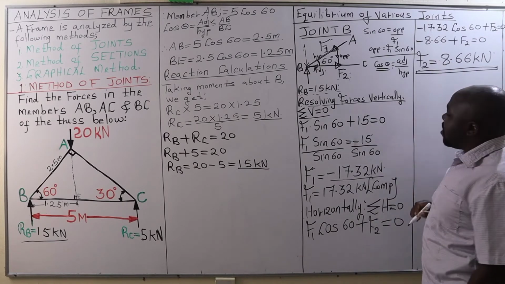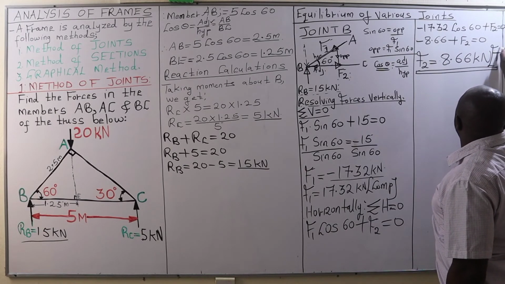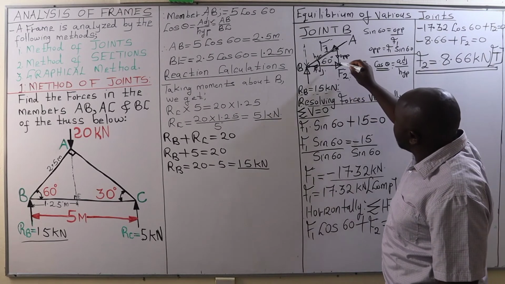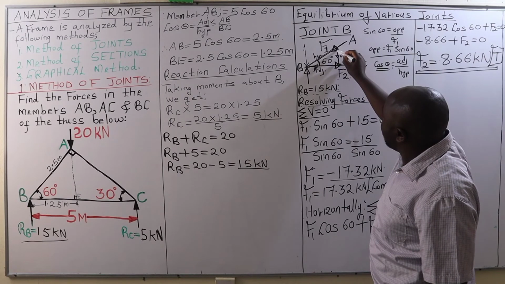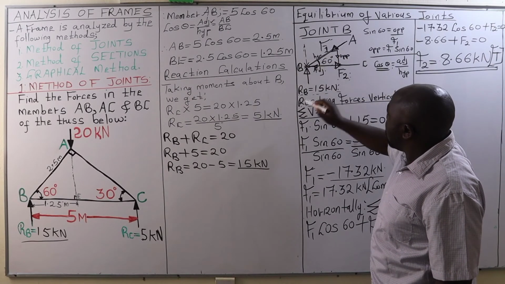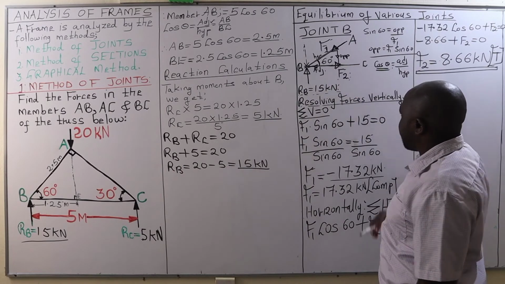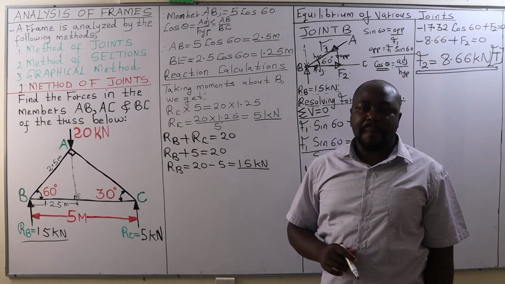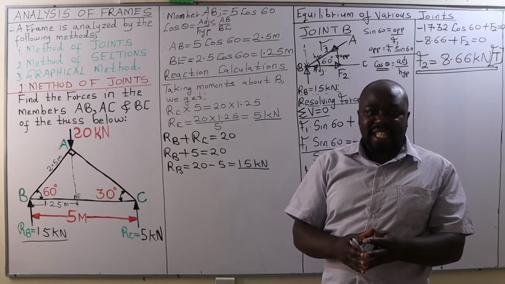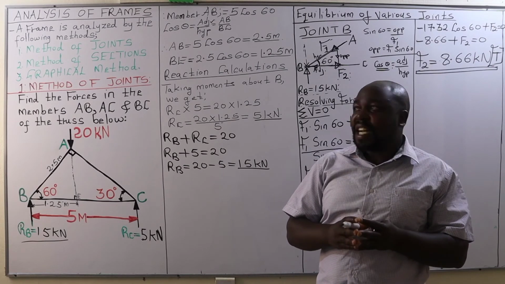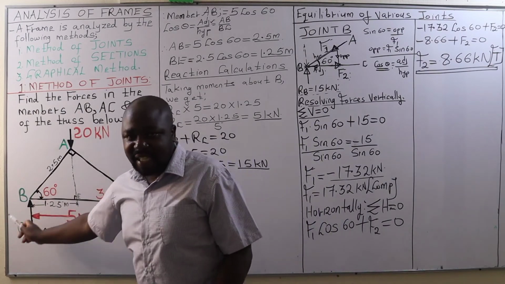And being positive, it means that this force is tensile. That means that it is acting away from joint B. Therefore, F1 is compressive, acting towards joint B, and F2 is tensile, acting away from joint B. From there, we are going to consider joint C and resolve the forces that are acting on member AC as well as member CB.